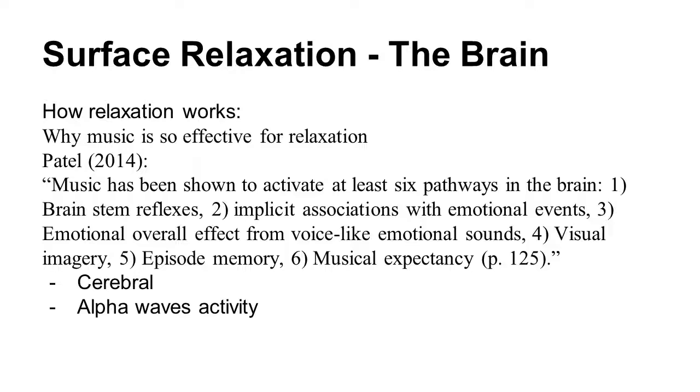So, first of all, we have to recognize that relaxation, even on the surface, is still affecting the inner brain or the cerebral level. For example, the hippocampus, the parahippocampus, the temporal lobe, etc. Now, what is the main activity for the brain to evolve to produce relaxation? The key is alpha waves activity.